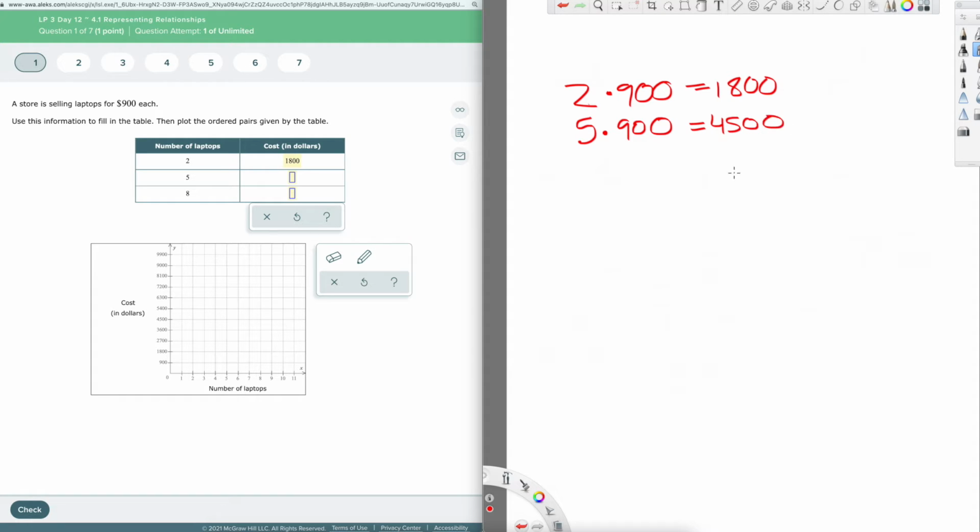And I'm going to go ahead and do the last one before I jump back over here and type it in. So I have 8. And again, they're 900 each. So this is going to be 7,200.